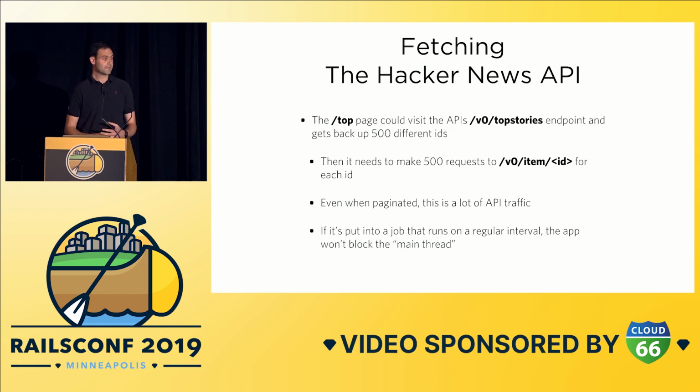So as an example, the top page will go to the top stories endpoint, and it will get back up to 500 different IDs, all in order from 0 to 499. And then after that, we need to make 500 distinct requests to the Hacker News API to get the details associated with each of these IDs.